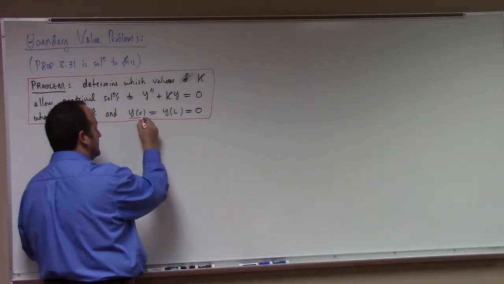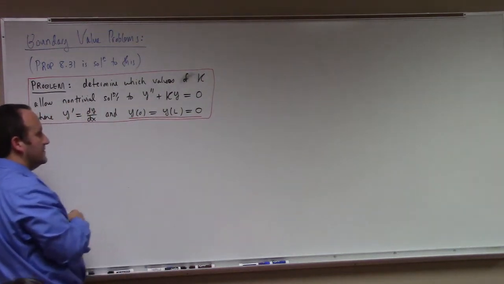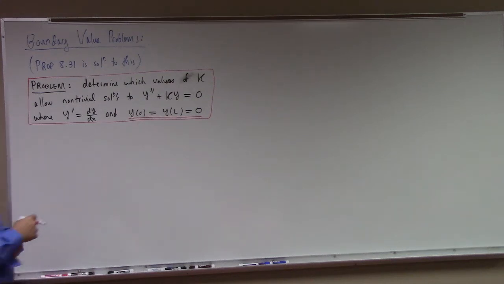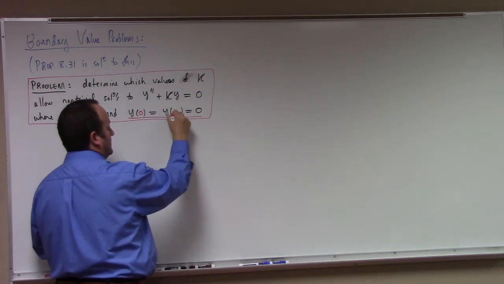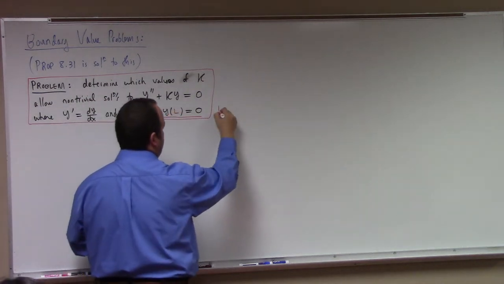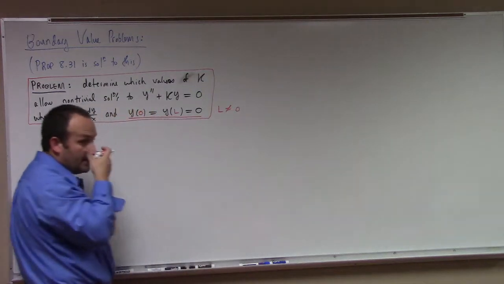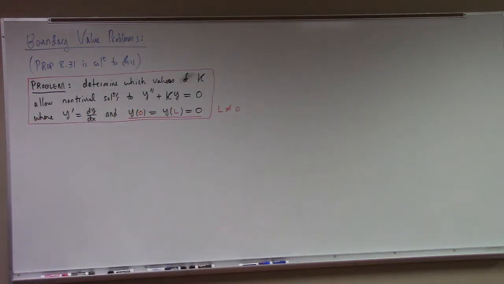Look at this. See that? 0 and L. And we're assuming that L is not equal to 0, okay? That's new. I'm giving you data about the solution that we're seeking at different points of the independent variable. It may or may not be possible to actually find a solution given that kind of data. Let's see why. How do we solve this?